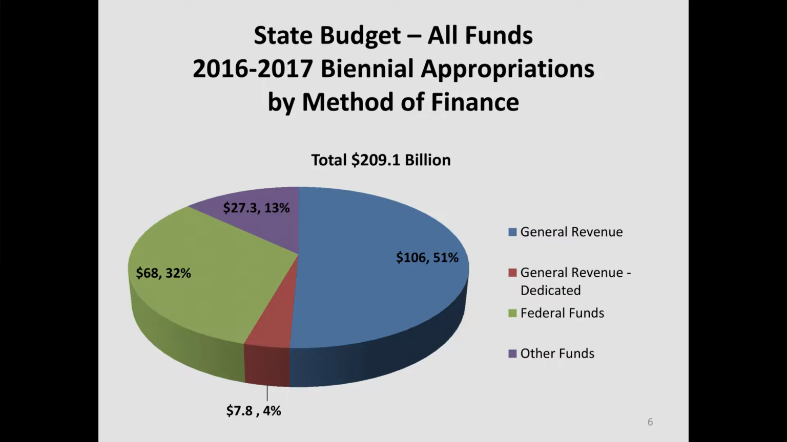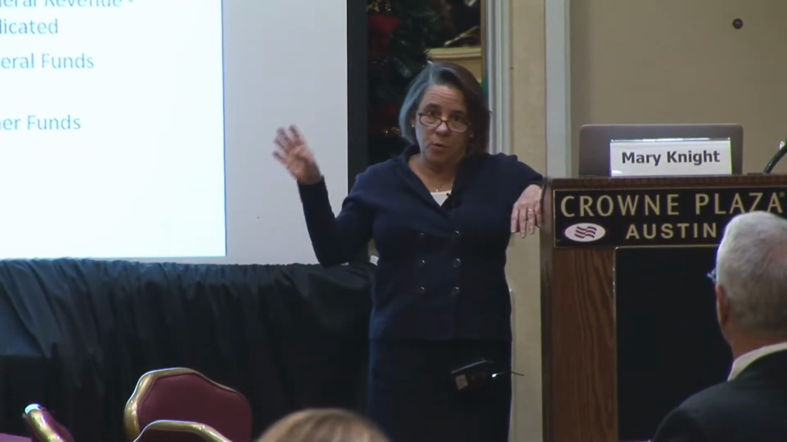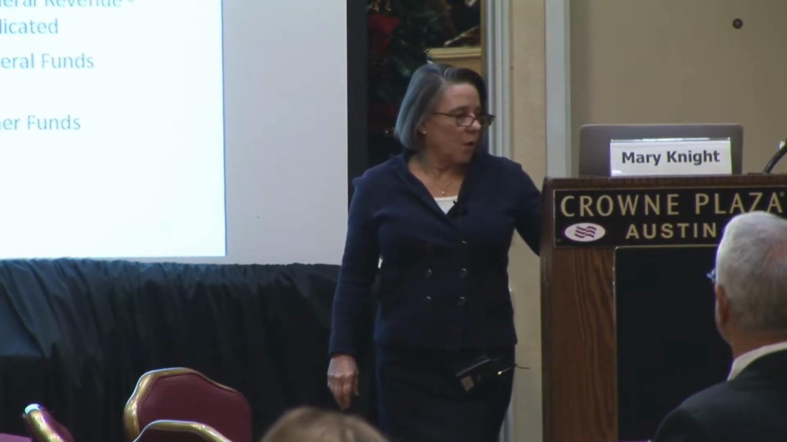So the state budget overall, this is the 16-17 biennium. We don't quite have the information yet from the legislature on the 18-19 biennium, but probably similar overall allocations. The general revenue makes up the largest part, so 106 billion of the 209 billion, the little blue pie. General revenue dedicated is a much smaller percentage. Federal funds, the green pie, about 32%, and then all the other funds, about 13%. So that's just a picture of the whole state in general, overall funds.